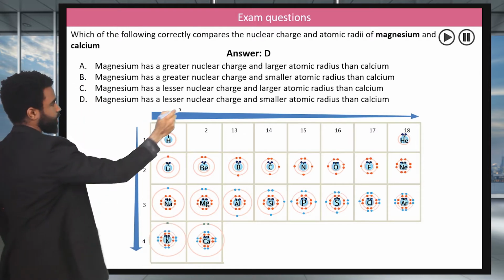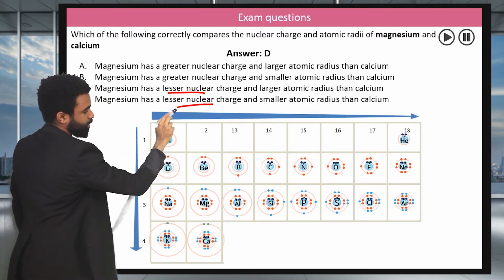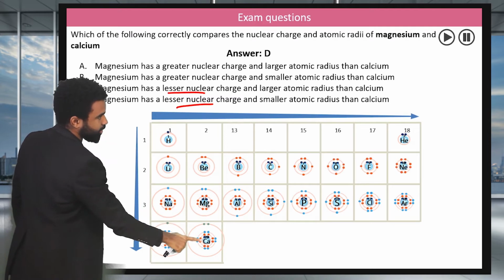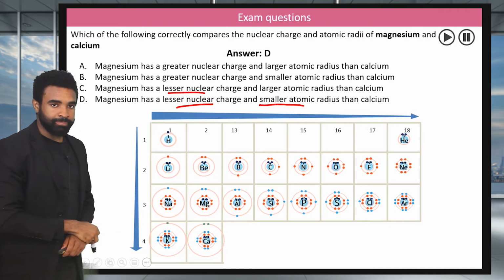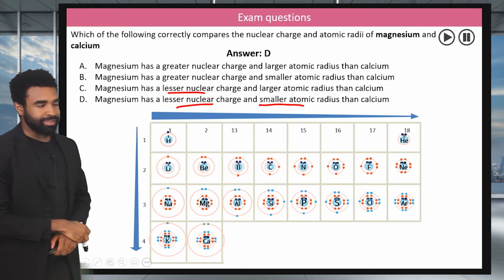So lesser charge, so it is either C or D, and because it has one fewer shell than calcium, it must be smaller. So it must have a smaller atomic radius than calcium. So that's our answer, nice and easy.